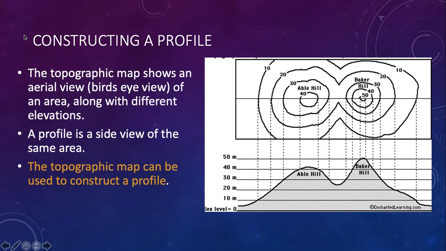A contour or a topographic map can be used to create a profile image as well. The topographic map is your bird's eye view, your aerial view, and it shows you different elevations, and a profile is the side view. And using this method, you can construct the side view based on the aerial view.